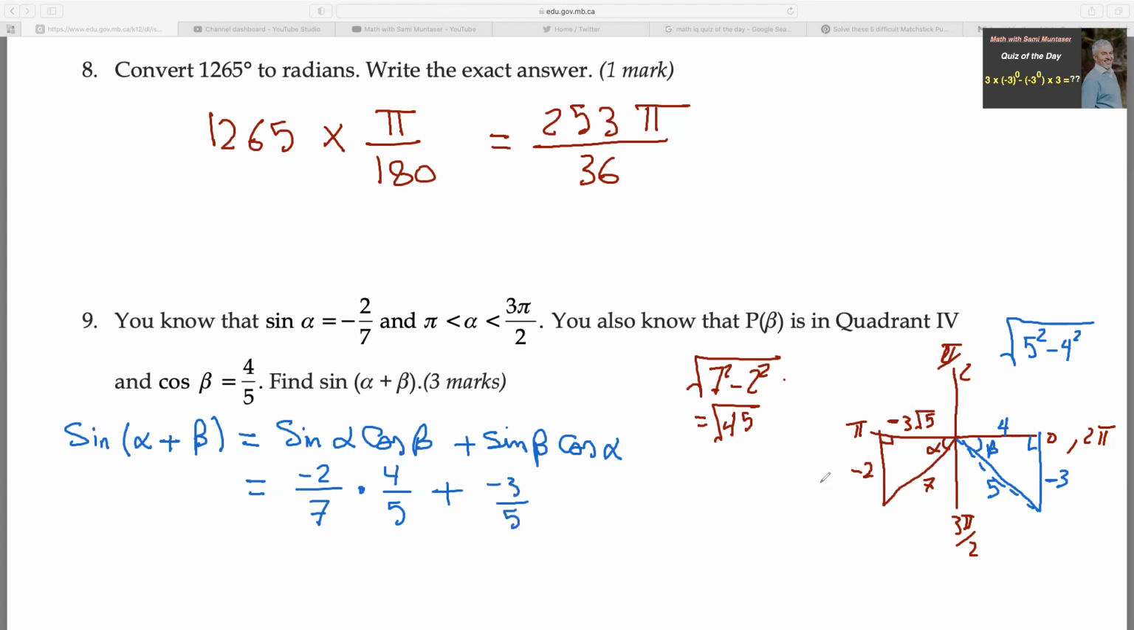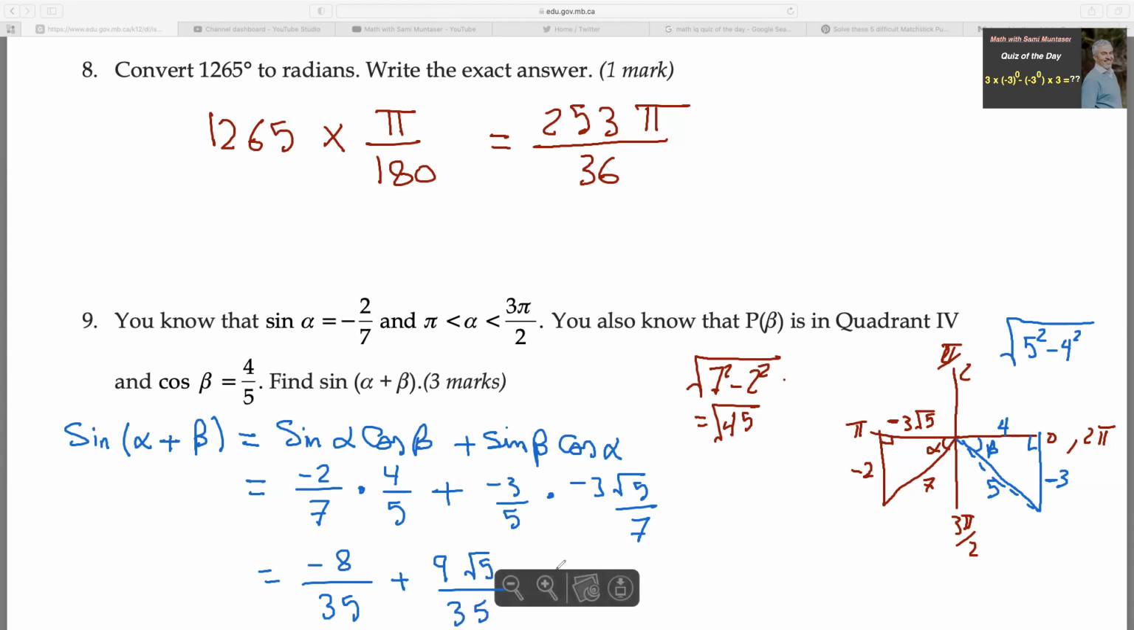And cos alpha is times -3/5/7. Now this will give me -8/35. Negative times negative is positive, so I'm just going to have the plus there. 3 times 3 is 9, so this will give me 9/35. I highly recommend that you write this as one common denominator, which is 35, and then you have -8/9/5, and that is your final answer.